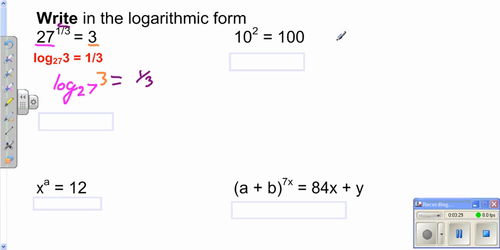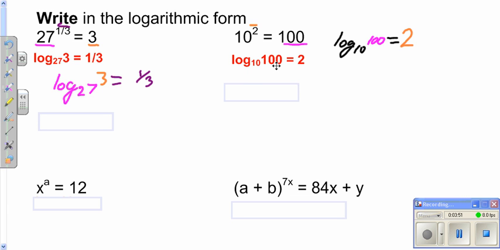Same approach over here. We'll go log of your base, and your base is always the thing that your exponent is on. Then we'll go equals. What was on the other side all by itself goes after your log. The exponent right here goes on the other side. And so then we get log base 10 of 100 equaling 2.